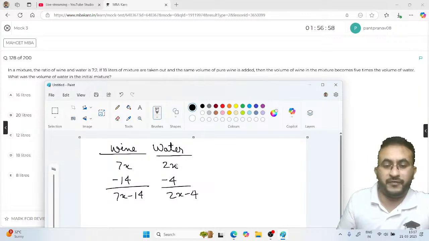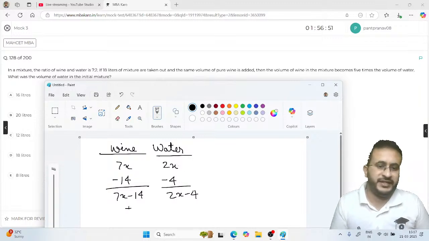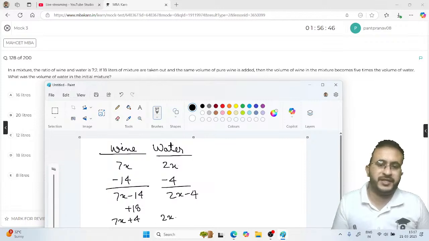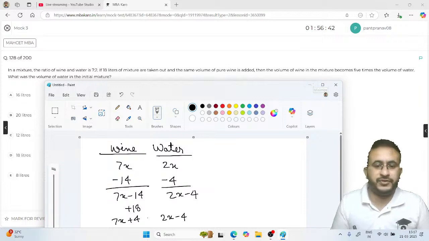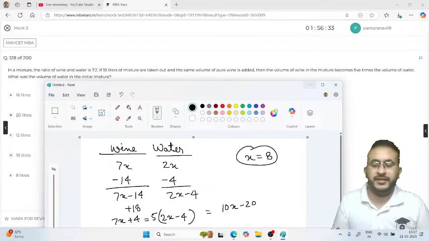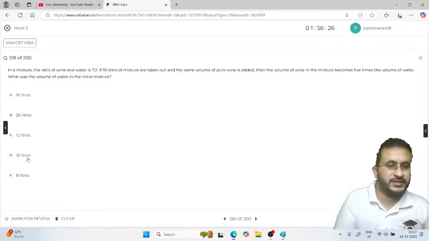अब इसमें क्या करिए? Pure wine is added. So 18 liters हमने wine डाला. So it becomes 7x plus 4 and this is 2x minus 4. So volume of the wine in mixture becomes 5 times. So this is 5 times of 2x minus 4. Just 10x minus 20. So 3x is equal to 24, x is equal to 8. Right, so x is 8. Volume of water in the initial mixture. So that will be 16. So the answer is 16 liters.